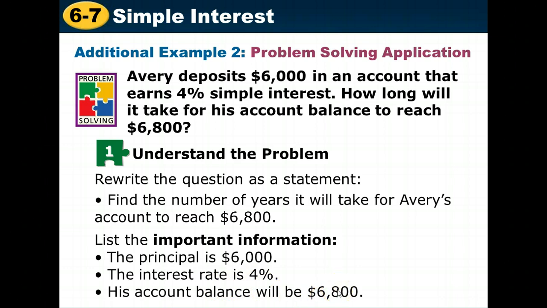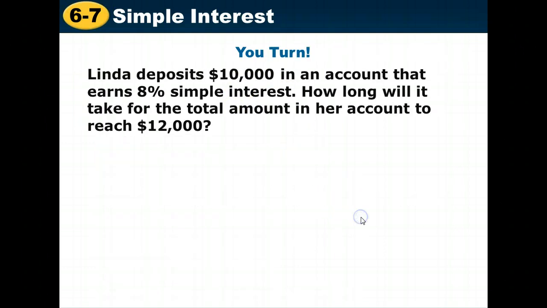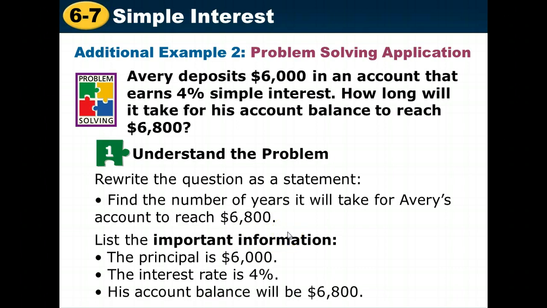Now, if I look at the formula, it's interest equals P, the principal, times the time times the rate. Now, I know the interest rate is going to be 4%. I know the principal is 6,000. I do not know the time, and I also do not know the interest. But, however, for the interest, we can easily find that because we can subtract 6,800 minus 6,000. So that tells me that he's going to earn an interest of 800.